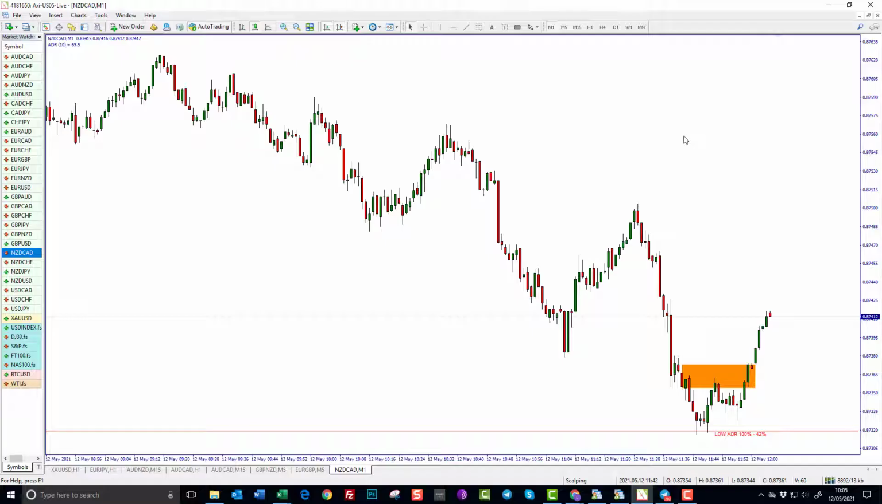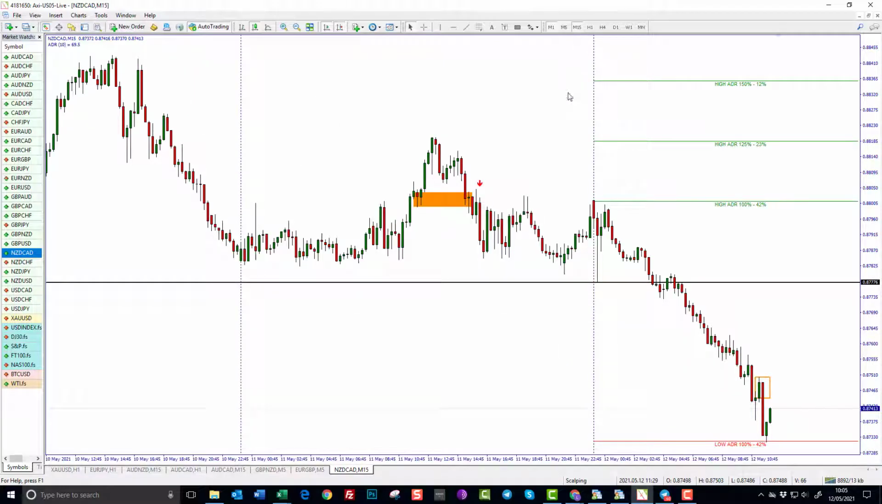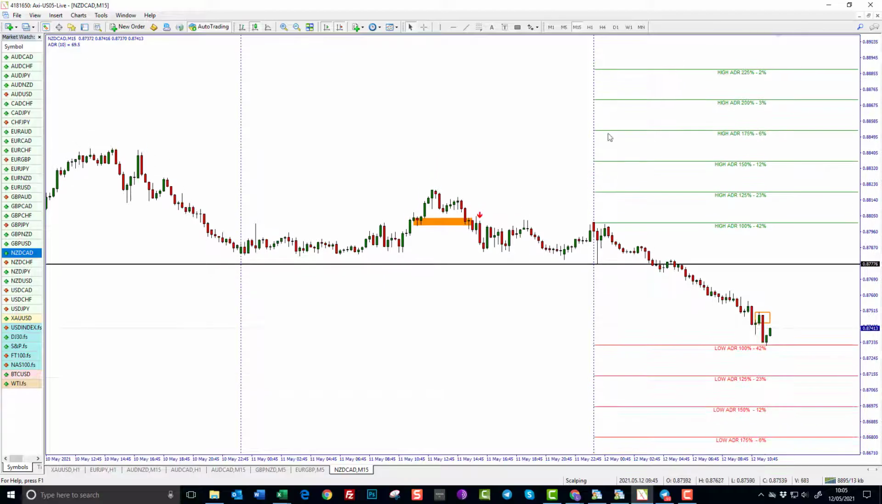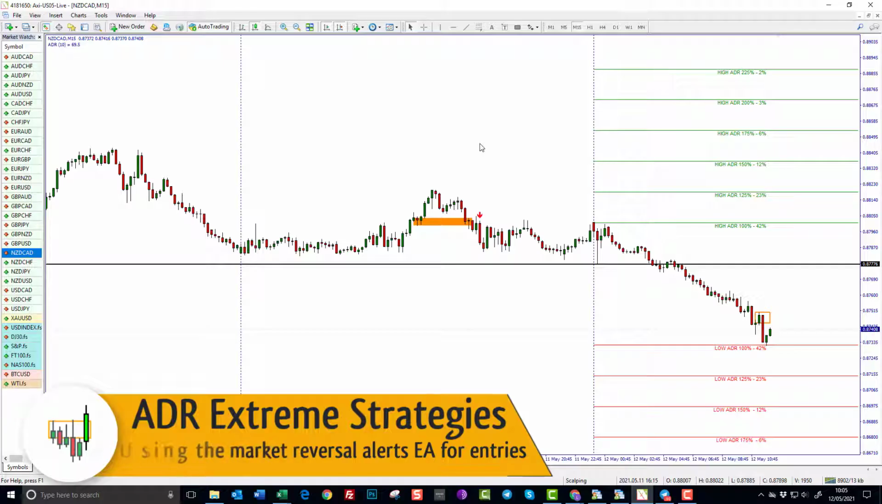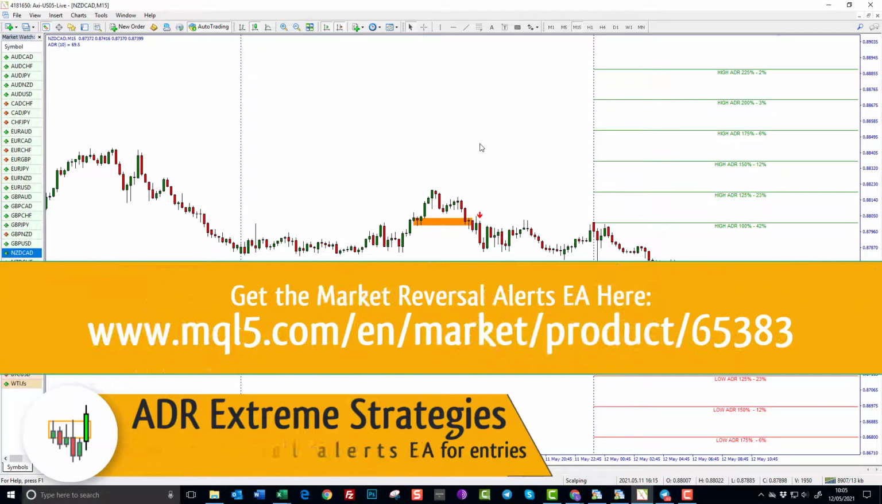So, okay, that is how I use the ADR Reversal Alert Indicator and the Market Reversal Alert to do with average daily ranges. And that's the strategy that I use to give myself an edge. There is another way to trade using ADR. We also have the Market Reversal Alerts EA.